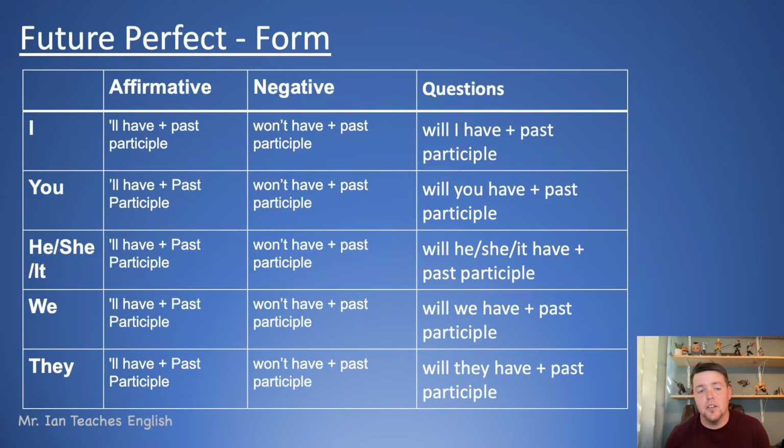You'll see here the affirmative, the negative, and the questions. Now please notice the contractions. Now there's a little difference with the contractions here because not only do we contract the pronoun and the will, but we also contract the have. Now we don't write that though. So on the screen here, these are the conjugations and the contractions that we write.